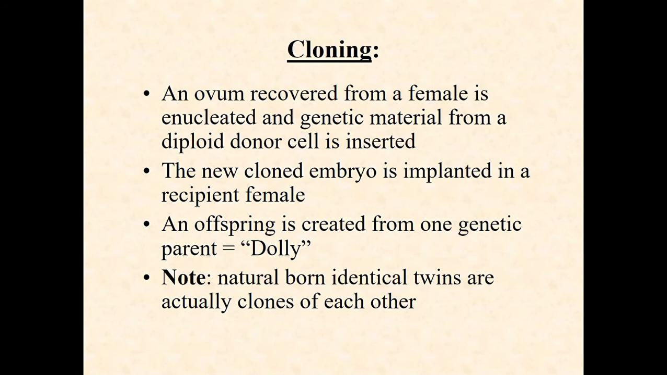In cloning, an ovum recovered from a female is enucleated and genetic material from a diploid donor cell is inserted. The new clone embryos are implanted in a recipient and offspring is created from one genetic parent, which is Dolly. Naturally born identical twins are actually clones of each other. So only identical twins naturally occur, and they're actually considered to be clones of each other.